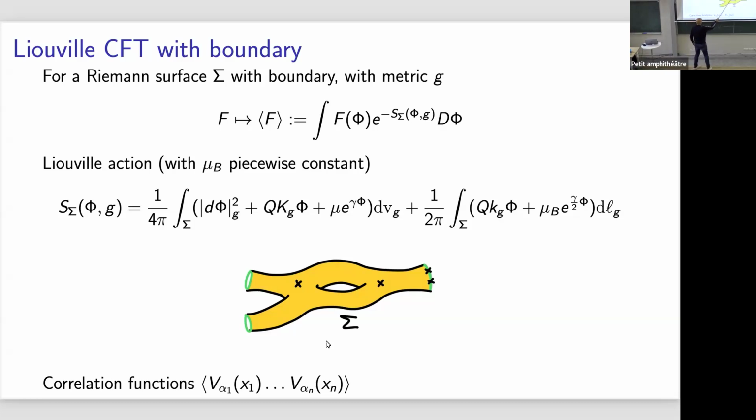The Liouville model in this case is given by this action, this path integral. The action here is the old Liouville action, but you have a further term on the boundaries. Here you have the geodesic curvature along the boundary, say this one. You may have marked points on the boundary, and a potential here on the boundary.